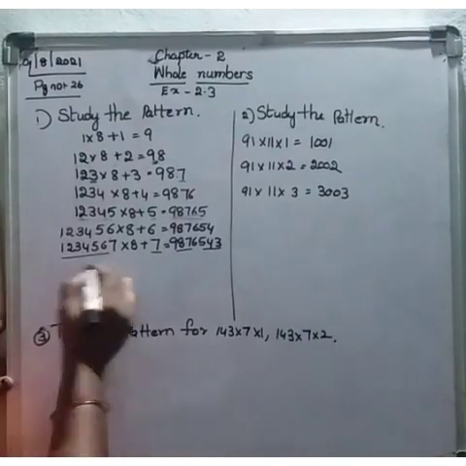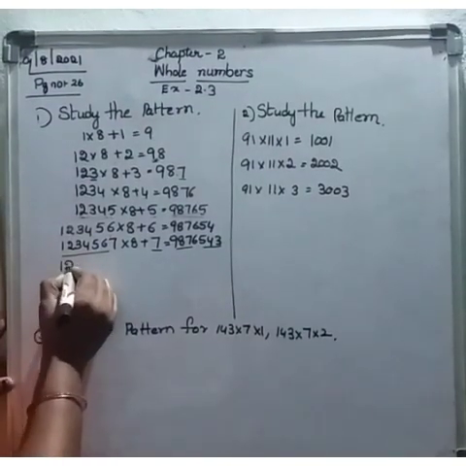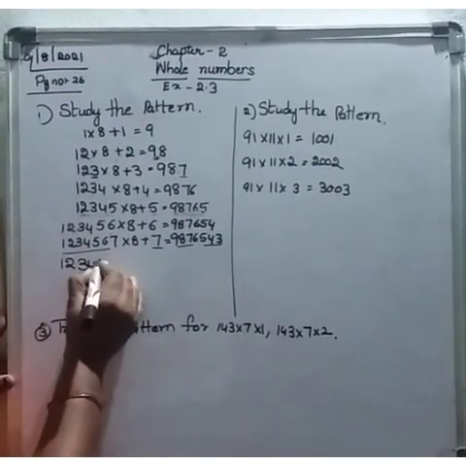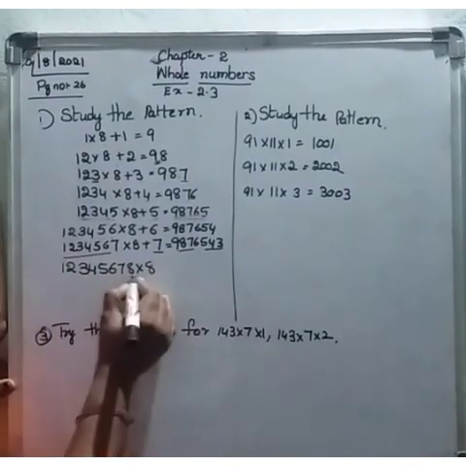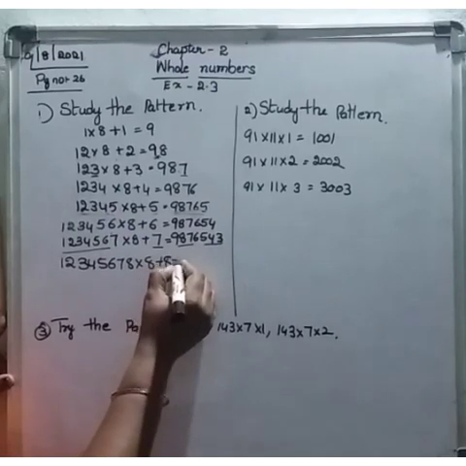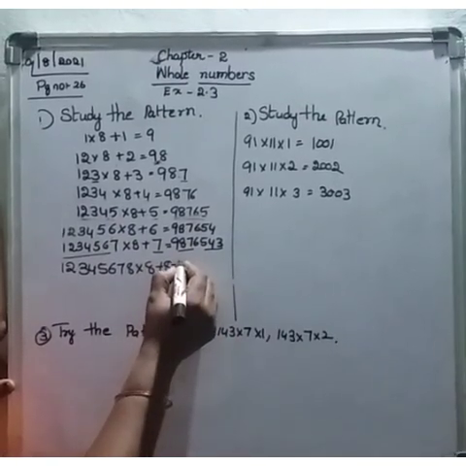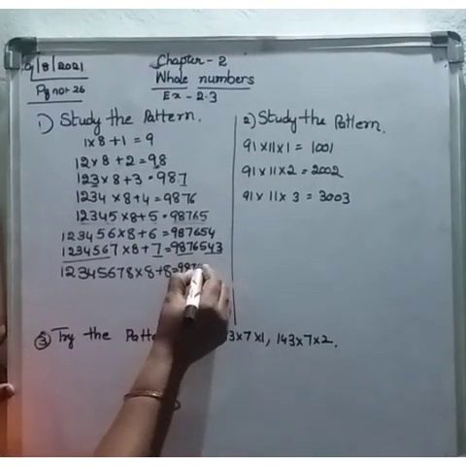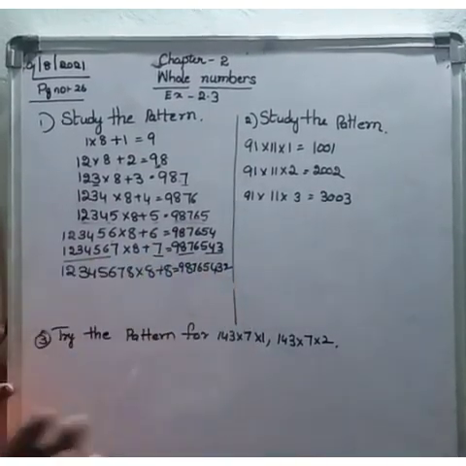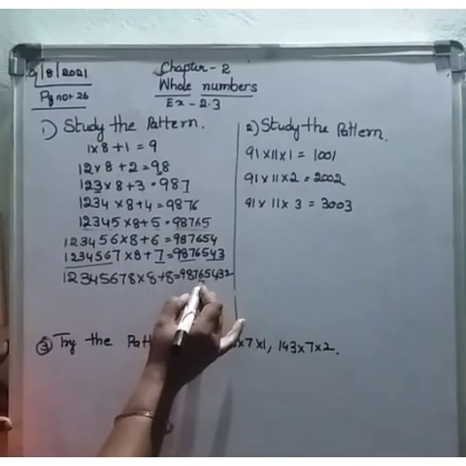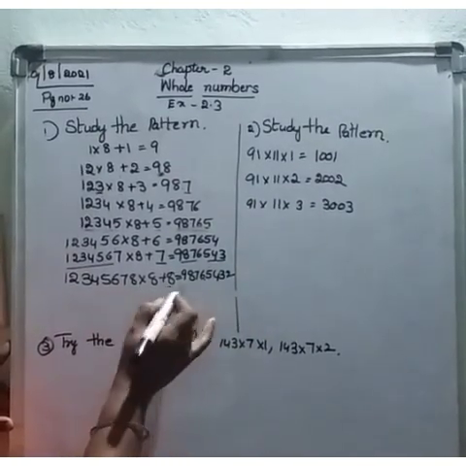Next pattern. 1, 2, 3, 4, 5, 6, 7, 8 into 8. Here 8 digits are there now, plus 8. In the answer also 8 numbers will come: 9, 8, 7, 6, 5, 4, 3, 2. Right? How many digits are there? 4 and 4, 8. Here also 8.